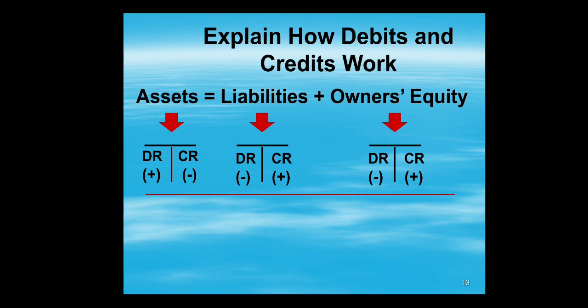Okay, remember this. For assets, if there is an increase in asset, you debit. If there is a decrease in asset, you credit. For liabilities and owner's equity, it is the opposite of the asset. If there is an increase in liabilities and owner's equity, you have to credit. See here, very easy to remember. You have to memorize this. There is no other way. Asset increase, you debit. Asset decrease, you credit. Liability increase, you credit. Liability decrease, you debit. Equity increase, you credit. Equity decrease, you debit.